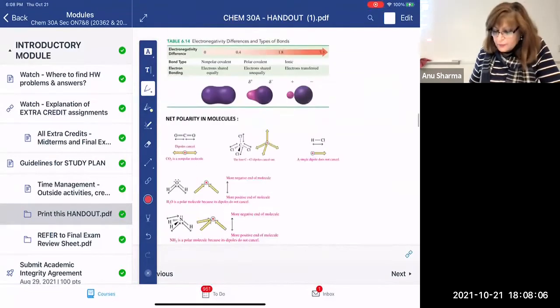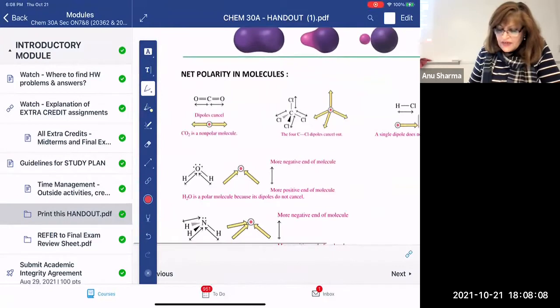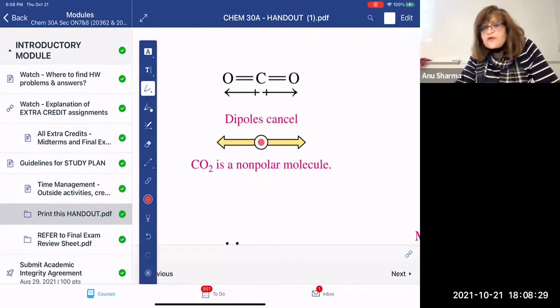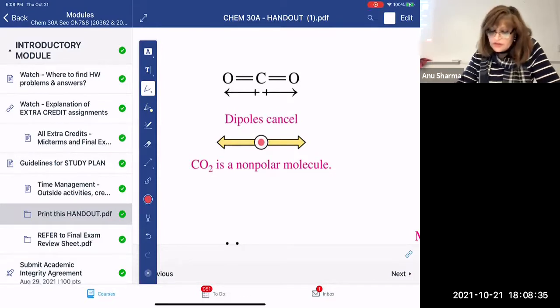And then there is a net polarity. Net polarity is equal pull on both the sides. So look at this. Carbon is in the middle, with two oxygens on opposite sides. So these are the dipoles, right? One oxygen is pulling the electron cloud with one force. The other oxygen is also pulling the electron cloud with the same force. And so it cancels out. So the molecule becomes non-polar.